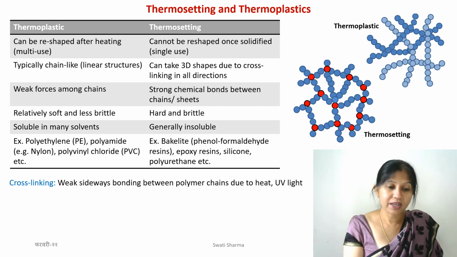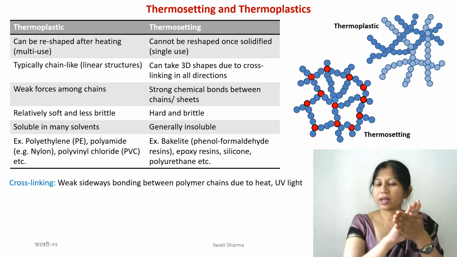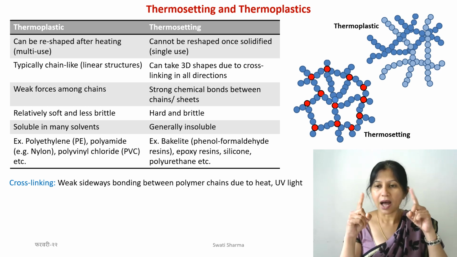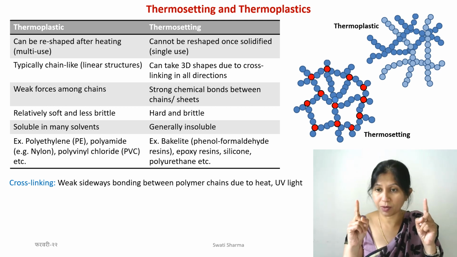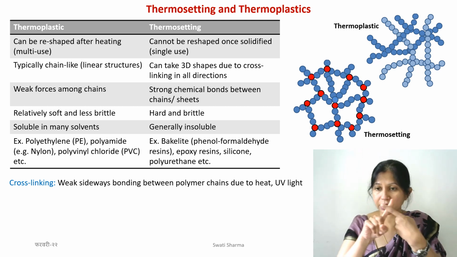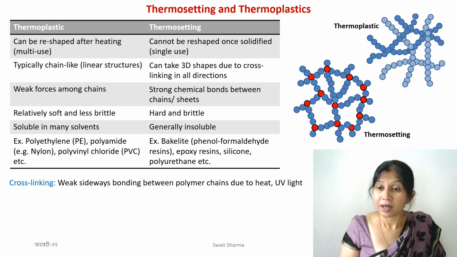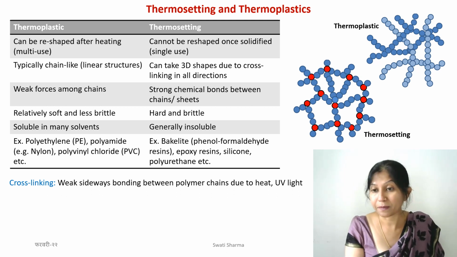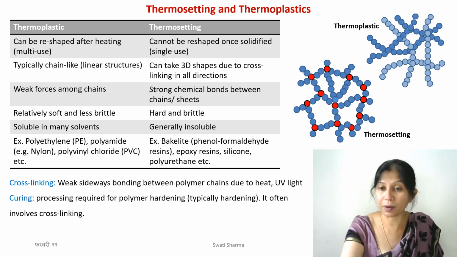Now when you have this sort of sideways interaction or bonding between two chains, if I take chain number 1 and chain number 2, they are maybe floating, but they are not bonding with each other. That is the case with thermoplastic. But if they are bonding sideways and forming a reasonably strong chemical bond, that type of bonding is called cross-linking, and then these materials become thermosetting. So cross-linking is also a very important term when you understand anything related to polymers.